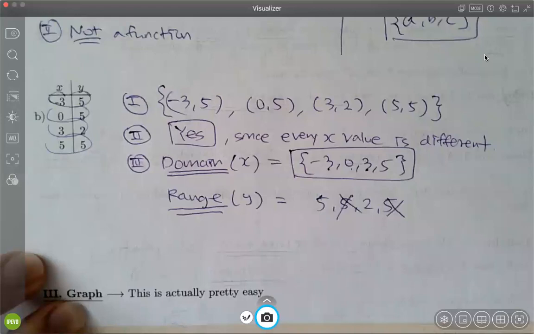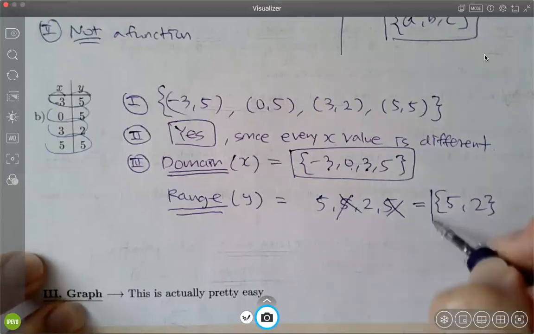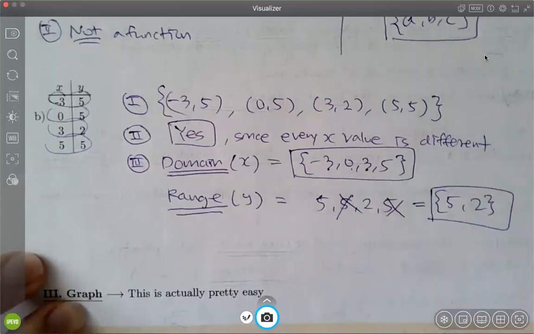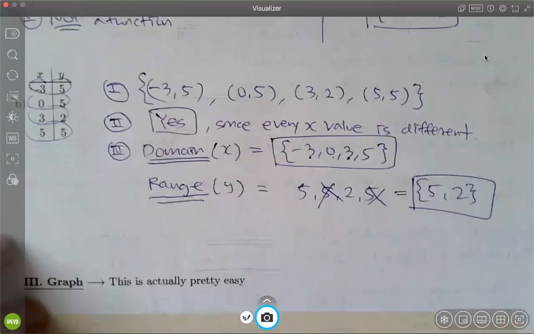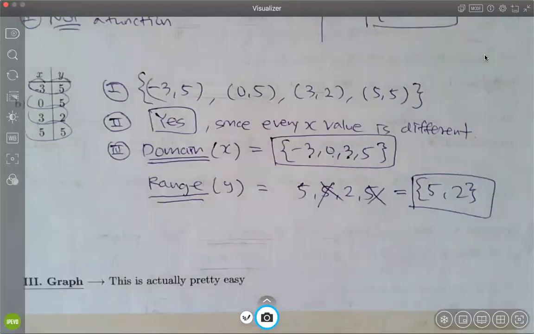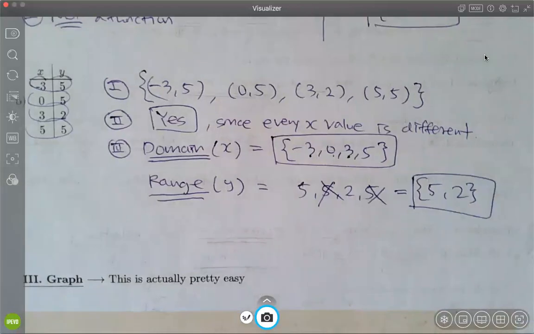Okay, so what's the range? 5 and 2, right? Okay, or 2, 5, either way. But the point is you don't need to write the 5s multiple times, right? So only 5 and 2 are in the range. Okay, so any questions over these relations? Okay, so it's not too bad.